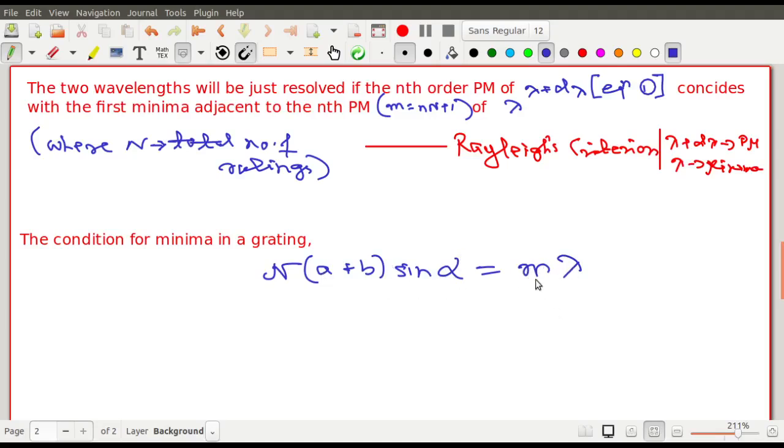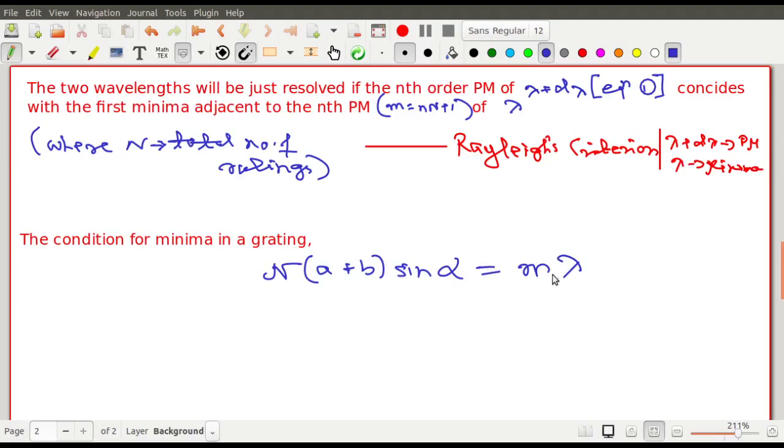And you know that what values of m are not possible? m equals to 0 is not possible because it gives the 0th order principal maxima. m equals to plus minus N is not possible because that gives the first principal maxima, then plus minus 2N is not possible because that gives the second principal maxima, and so on and so forth, right? And in between you have the minima, মাঝখানে তোমার মিনিমা গুলো আছে। So this is the condition for minima in a grating.